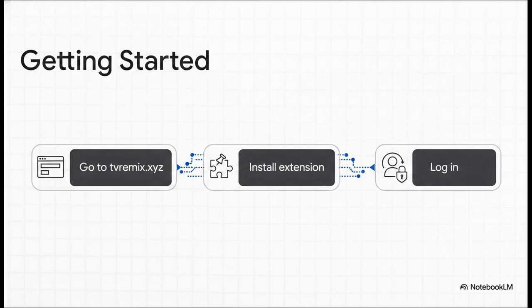Getting started is actually incredibly straightforward. First off, you don't go to the main Tradingview site. You actually head over to a dedicated site called tvremix.xyz. From there, you just click Install for Chrome. It's just a standard browser extension. Once it's added, make sure you pin the extension to your toolbar so it's always right there while you're looking at your charts. And finally, just open it up and log in using your standard Tradingview credentials. That login step is crucial. That's what securely connects the AI to your specific account data, your indicators, and your subscription tier.